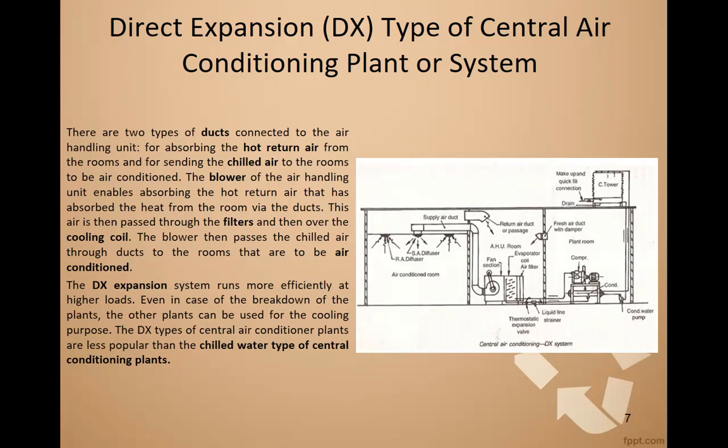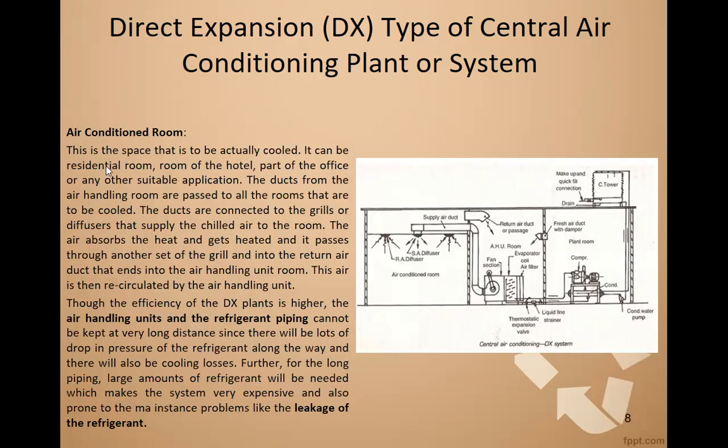So, the DX expansion system runs more efficiently at higher loads, even in case of breakdown of the plant. The other plants can be used for the cooling purpose. The DX types of central air conditioning plants are less popular than the chilled water type of central air conditioning system. Kasi pag malalaki na, mahal na yung DX plant.